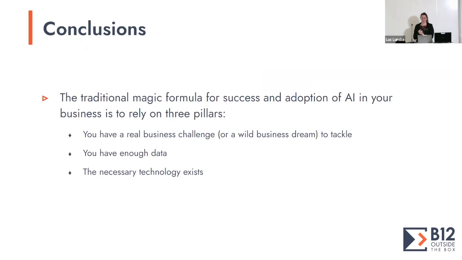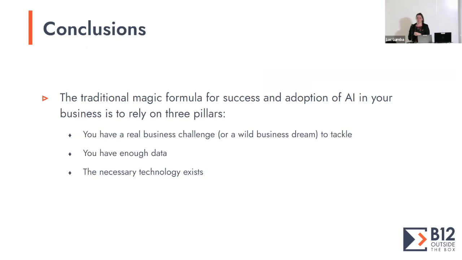When I started at B12 about four years ago, I remember we had kind of a magic formula for the success of an adoption of an AI solution in businesses. And it used to, I see there's a spelling mistake, it used to rely on three pillars: to have a real business challenge to tackle, to have enough data in your company to tackle this problem, and to have the technology necessary to solve this problem.